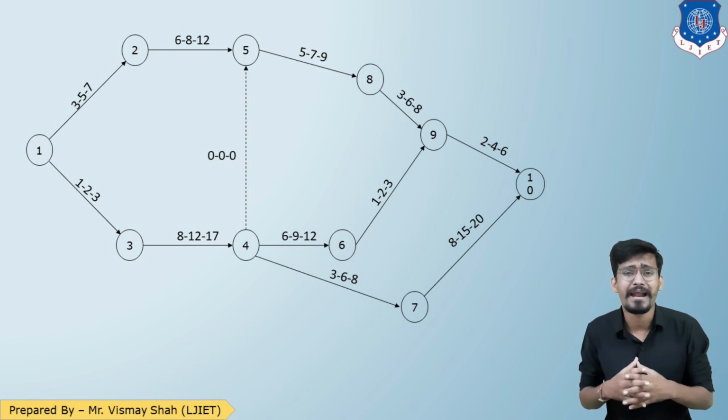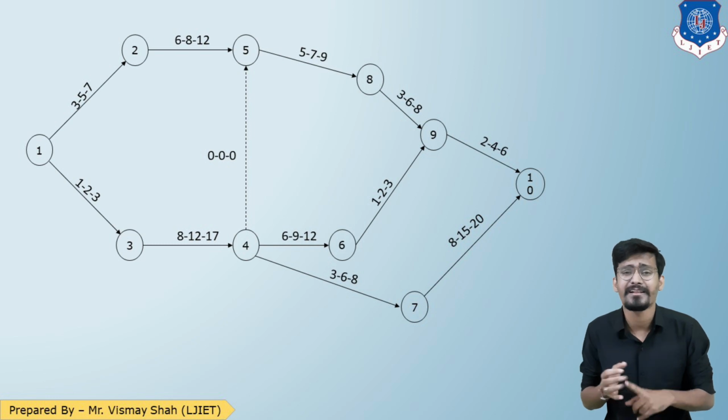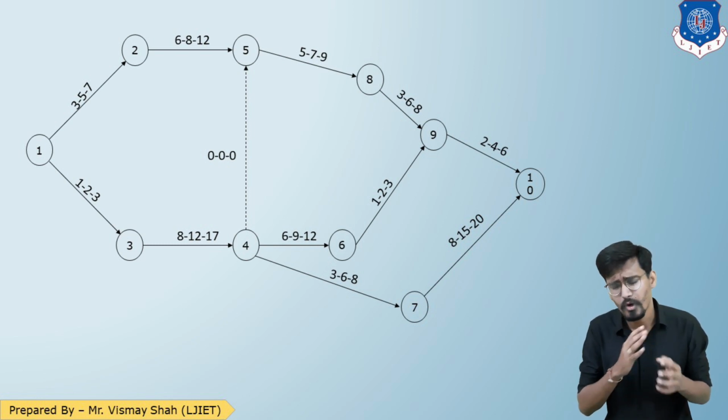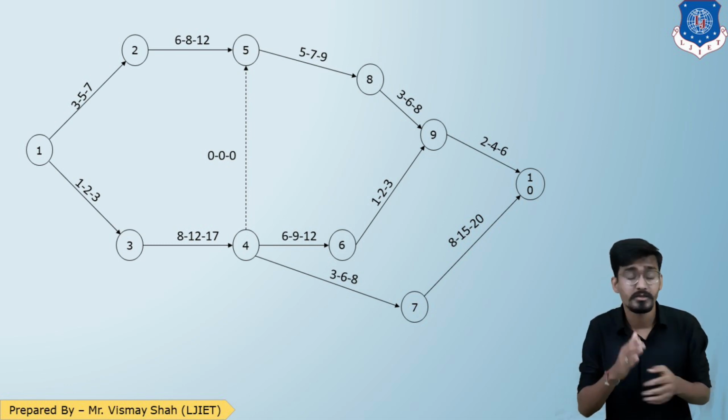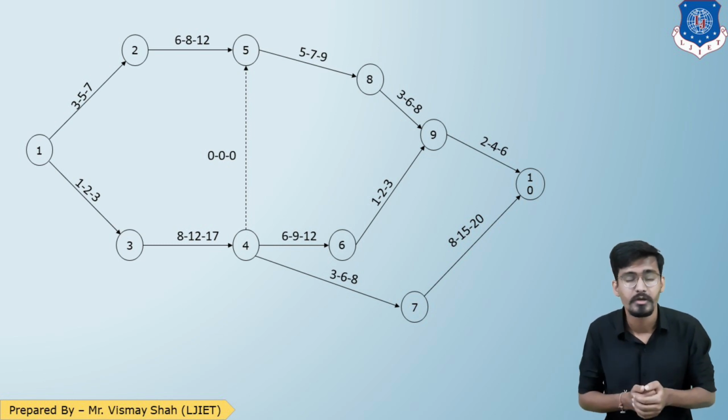Students, when no clarifications are given, the first is TO, the center one is TM and the last one is TP. So 3 is TO, the center 5 is TM and the last 7 is TP. That is how the entire network is given. Generally, in the numericals of CPM, we start our forward analysis and backward analysis at point 0.